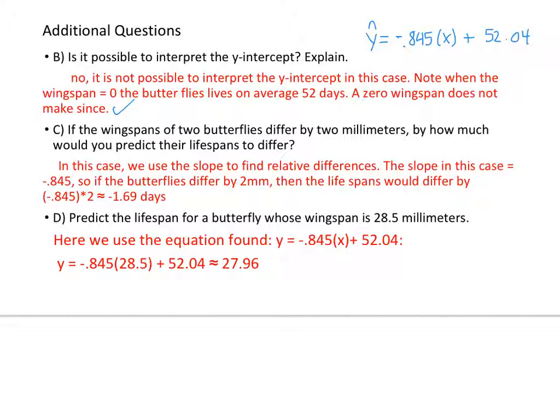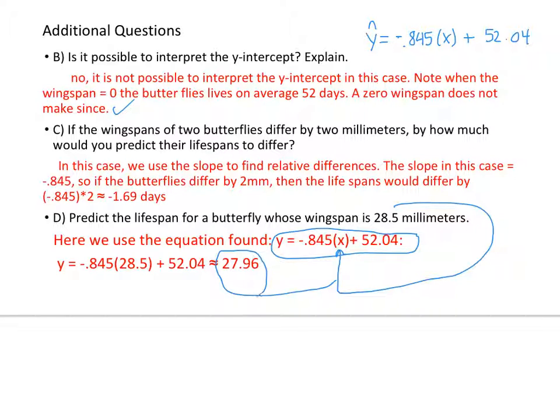And then finally, can we predict the lifespan for a butterfly whose wingspan is 28.5 millimeters? Here we use the equation that we found, and we plug in the 28.5 where x is, and we get the following result. So we assume for 28.5 millimeters wingspan that the butterfly will live on average 27.96 days.